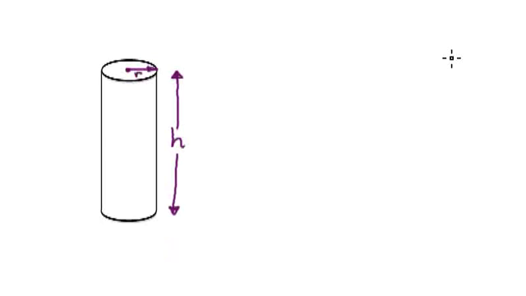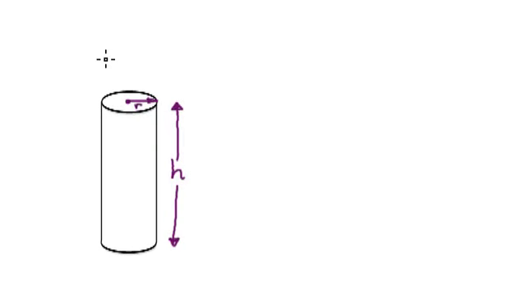Let's give you this cylinder here. It has a radius of r and a height of h. Come up with a formula for the surface area of this cylinder. Remember, the surface area is really the total area that's on the surface. So work out the area of this thing here.